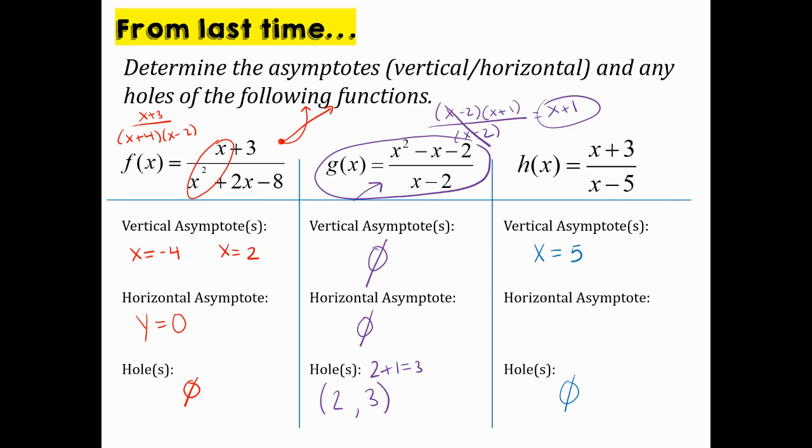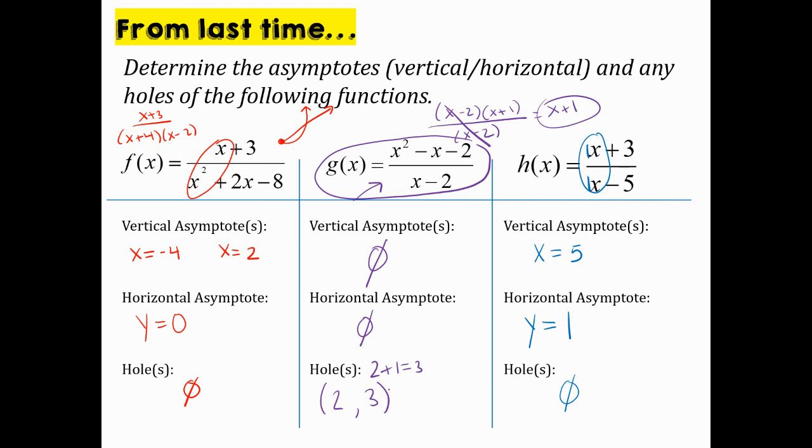So the horizontal asymptote, right? These have the same degree. So as I plug in bigger and bigger x values, one's not going to grow faster than the other. They're going to grow at the same rate. So I'm going to look at their coefficients, and it's going to be the ratio of their leading coefficients. So it's going to approach the line y equals 1.